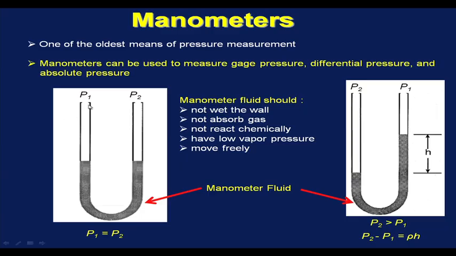Now, when these two limbs are connected to the same pressure source, that means if P1 is equal to P2, the level of the manometer fluid in both the limbs will be the same. But if P1 and P2 are connected to two different pressure sources, then there will be a difference in level of the manometer fluid in both the limbs.